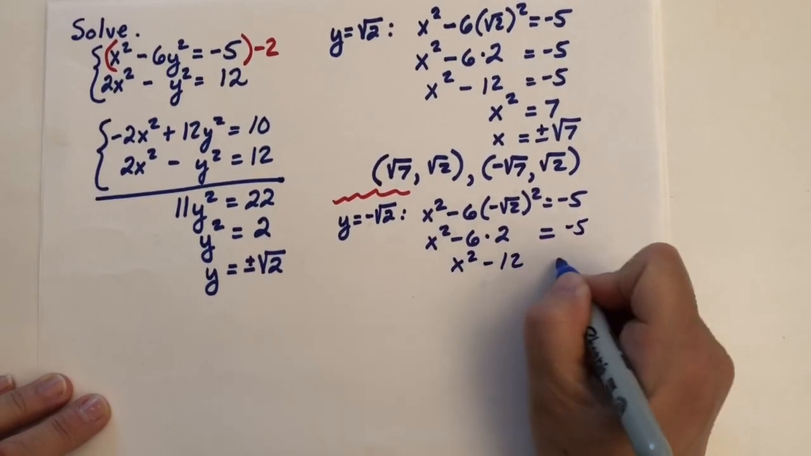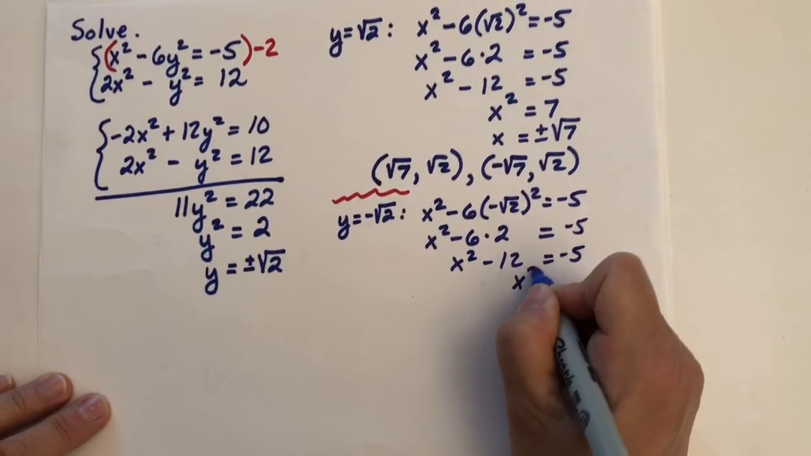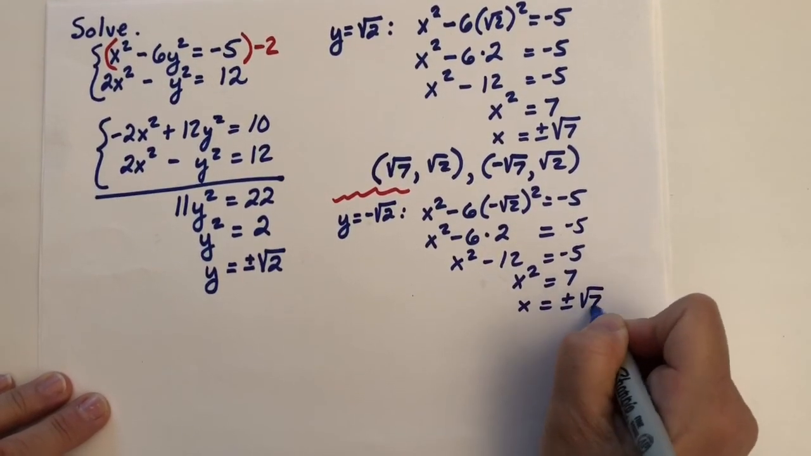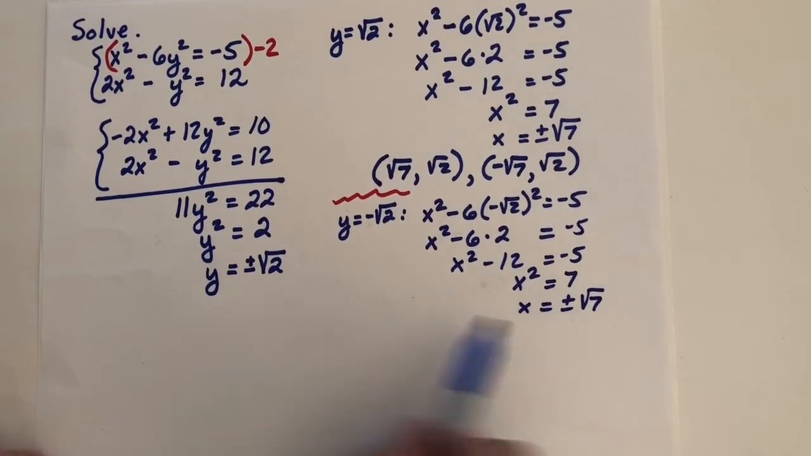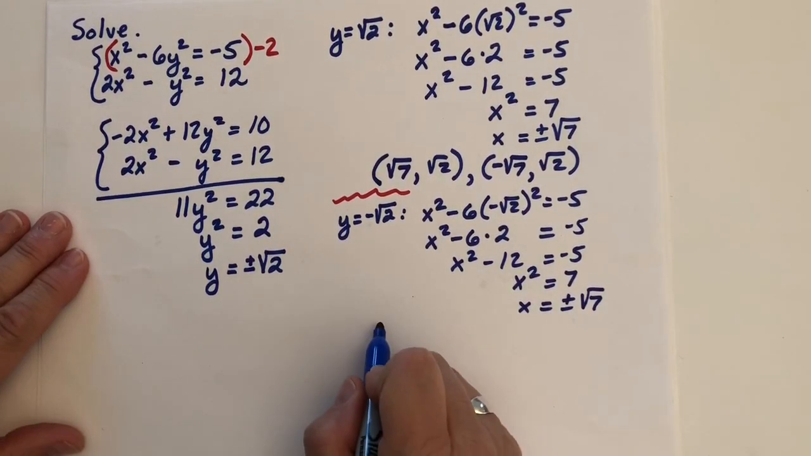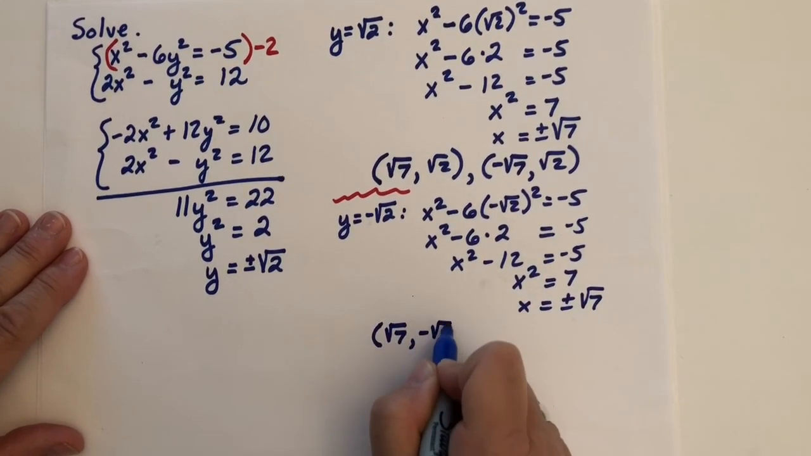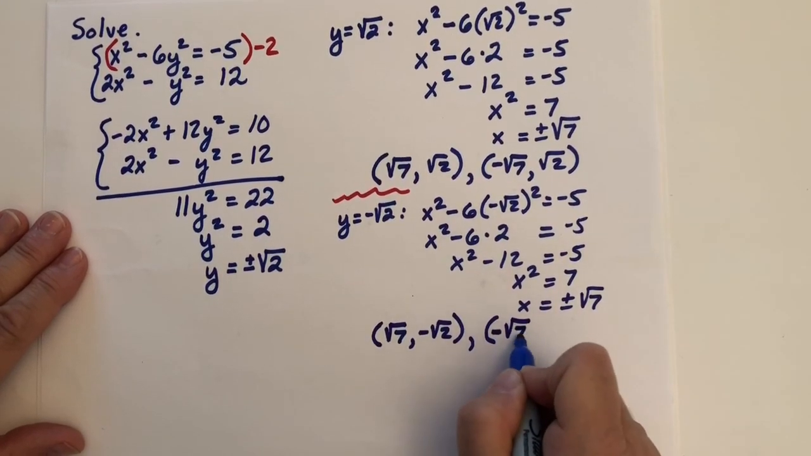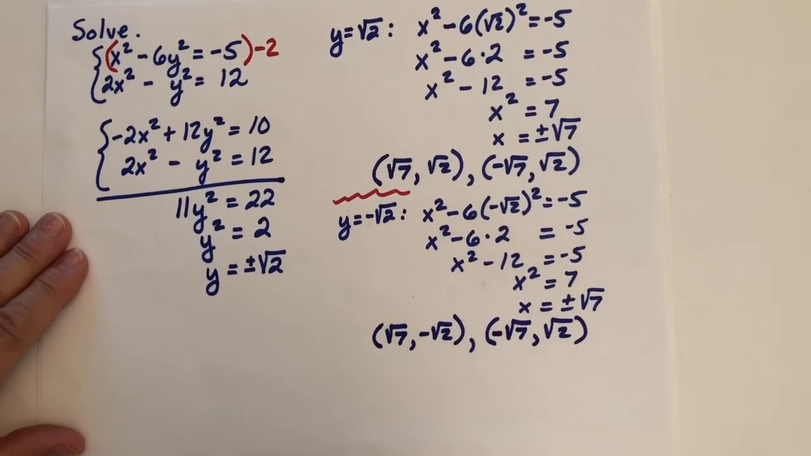So I'll go through this quickly. We'll get x squared equals 7. So again, we get x equals plus or minus the square root of 7. So with the negative square root of 2 as a y coordinate, again, I have two x coordinates. So we have square root of 7, negative square root of 2, and negative square root of 7, negative square root of 2.